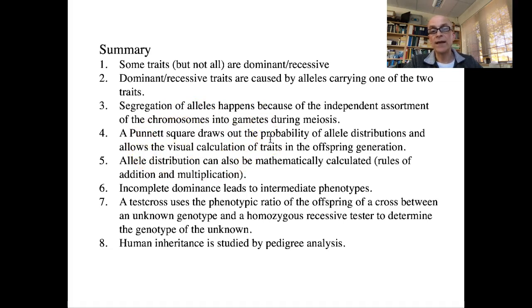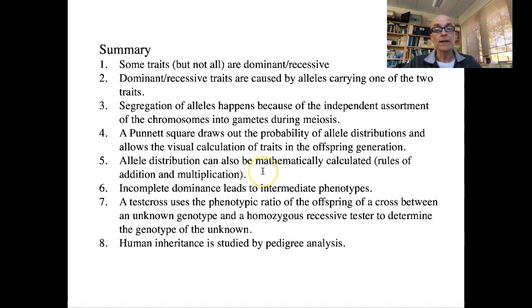We said you can draw that out to get the probabilities of allele distributions, and a Punnett square allows the visual calculation of traits in the offspring generation. So we could just count out of those 4 squares. We could say 1 out of 4. We can say 1 to 2 to 1 is the genotype ratio, for example, or 3 to 1 might be the phenotypic ratio. And the same is true with the larger Punnett square with 16 or even 64 or 256 squares. It just becomes really cumbersome to draw that out if it's that many squares.